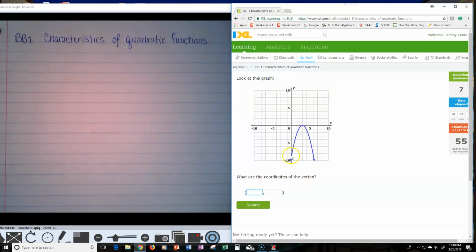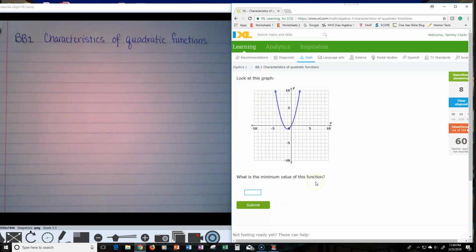What's the coordinates of the vertex? Now notice, this one has a maximum. So the maximum here is right here, and we're going to look at the vertex there. So that's 1, 2, 3, 0.